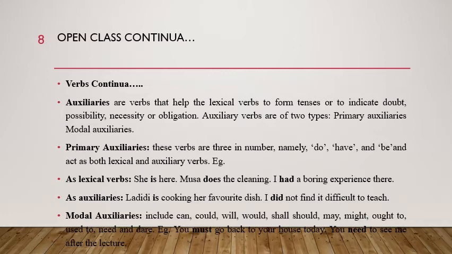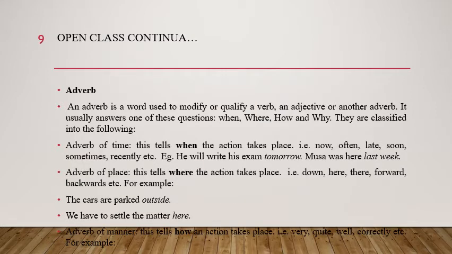Non-finite are verbs that are not restricted in any way in tense and number. For example, participle, gerund, and infinitive. The next is adverb, which is generally a word used to describe or used to modify or qualify a verb, an adjective, or another adverb.